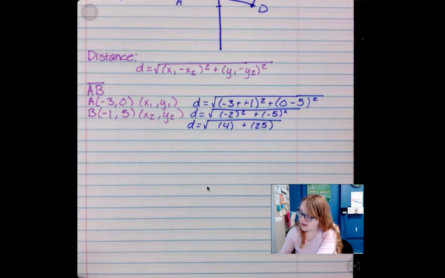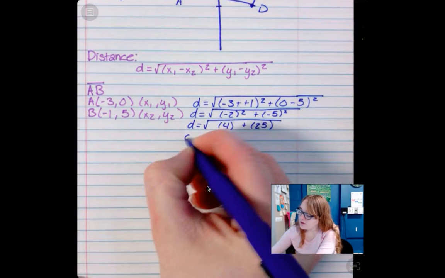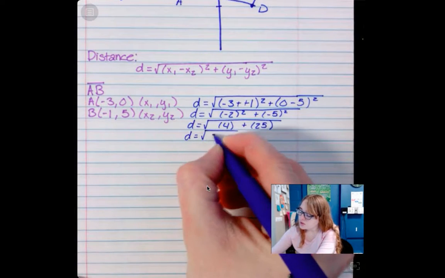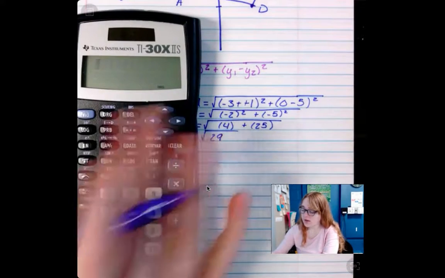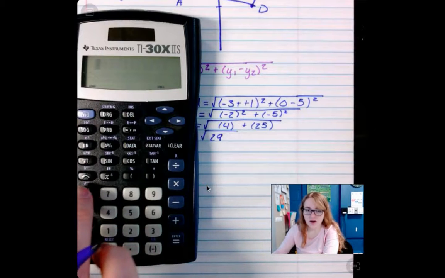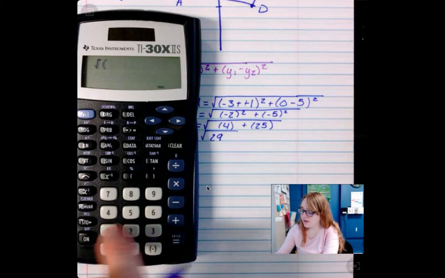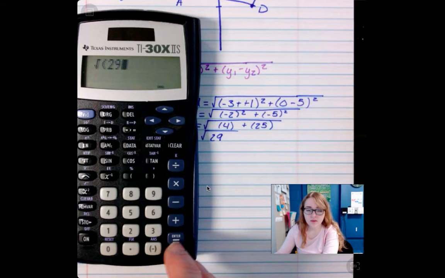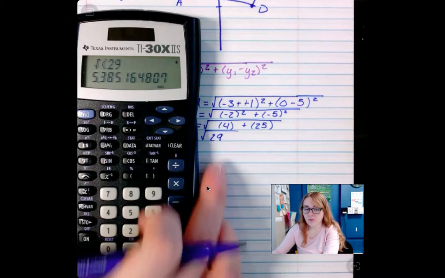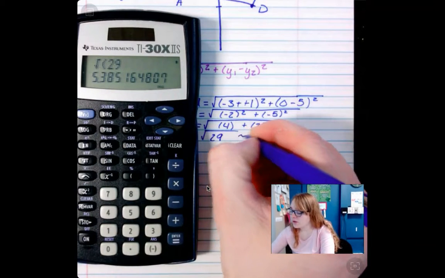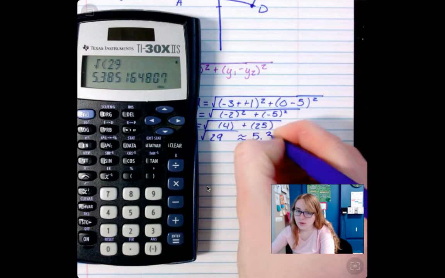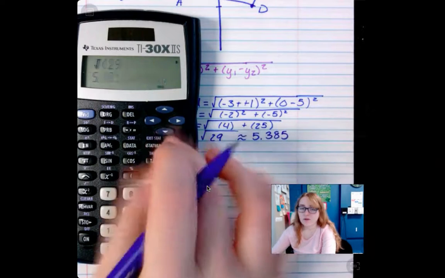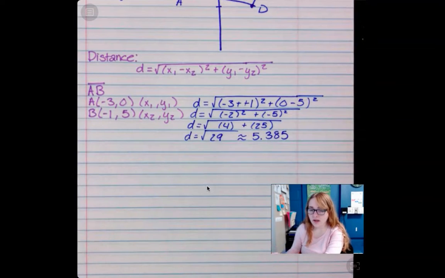Now we're going to go ahead and add these two together. 4 plus 25 gives us 29. And then we will take our calculators, I hit second and then our square root function button and then plug in 29. And it gives me 5.38. So I'm going to do a little approximate sign. 5.385. I'm just going to go out 3 decimals. Okay, so we found the length between A and B.